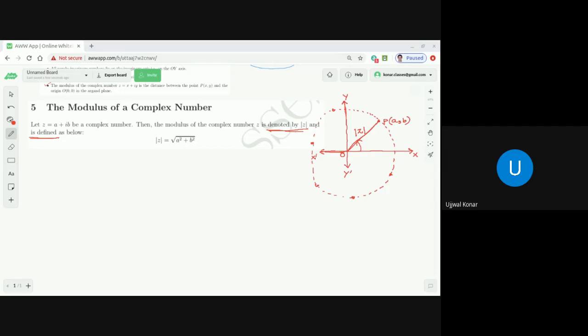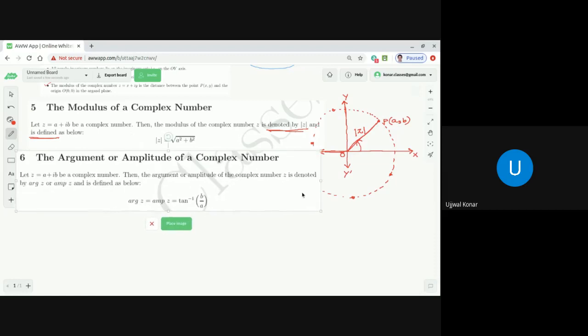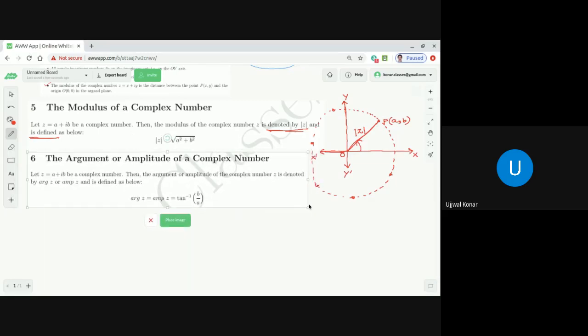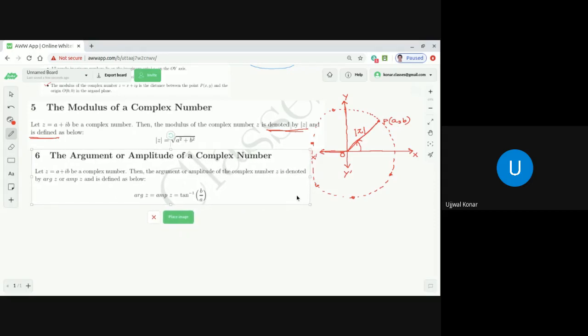Argument and amplitude. Now, if we define it, dear students, you'll find something like this. The argument or amplitude of a complex number is, let me reduce this a little bit. Let me put it here.